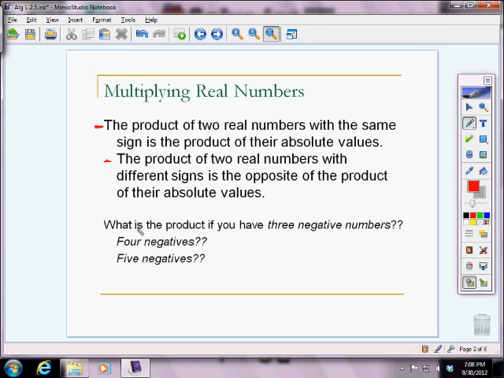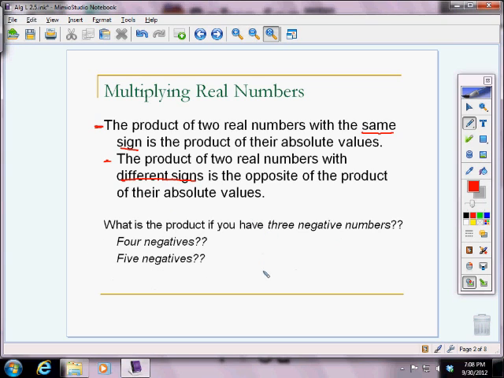The second rule we have says the product of two real numbers with different signs is the opposite of the product of their absolute values. Well, basically, if one's positive and one's negative, your answer will be negative. And that's just a real simplified version of it. So we're going to deal with same sign and different signs.